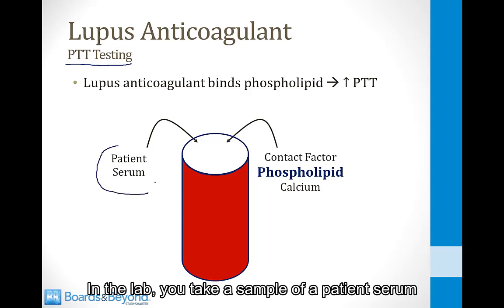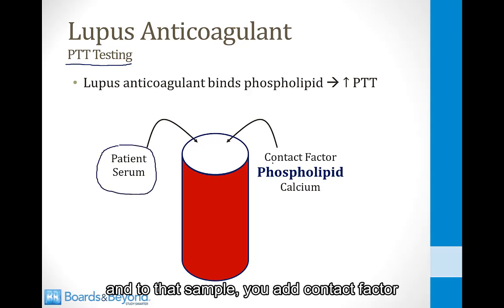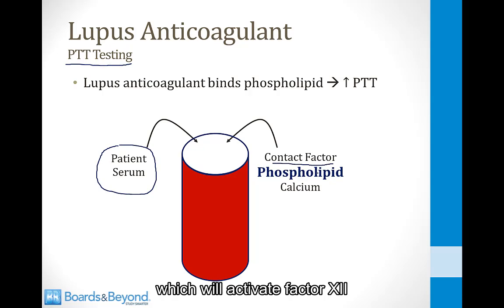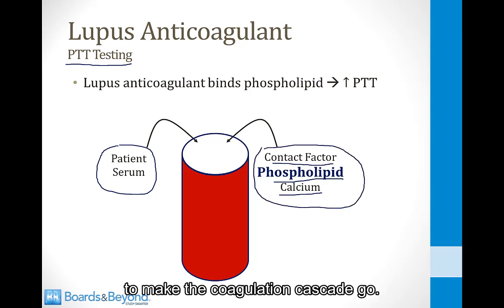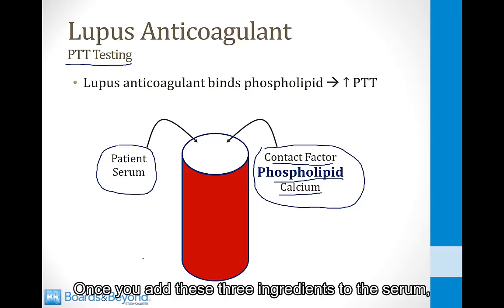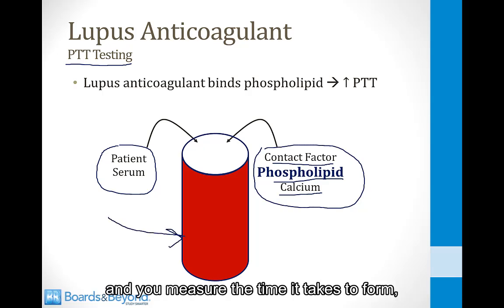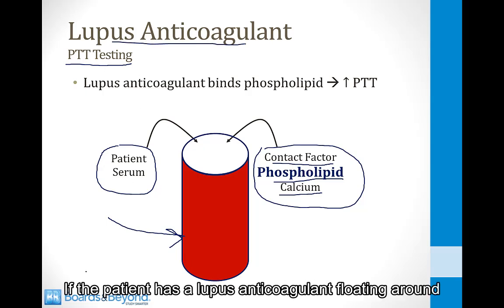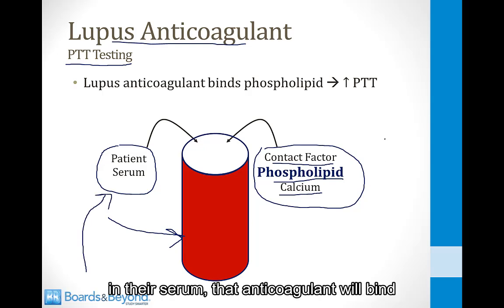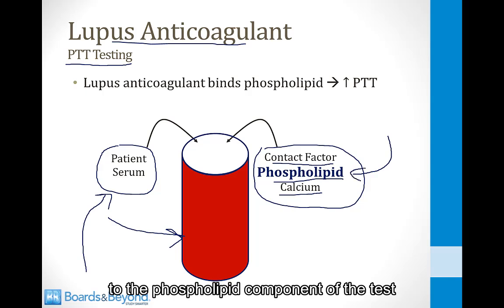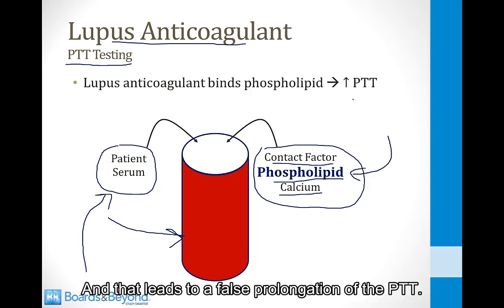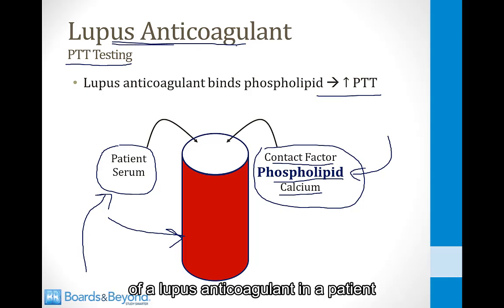In the lab, you take a sample of a patient's serum, and to that sample you add contact factor, which will activate factor 12, as well as phospholipids and calcium. All three of these are required to make the coagulation cascade go. Once you add these three ingredients to the serum, a blood clot will begin to form, and you measure the time it takes to form, and that time is the PTT. If the patient has a lupus anticoagulant floating around in their serum, that anticoagulant will bind to the phospholipid component of the test and interfere with the test, and that leads to a false prolongation of the PTT, and that's one way you detect the presence of a lupus anticoagulant in a patient who has the antiphospholipid syndrome.